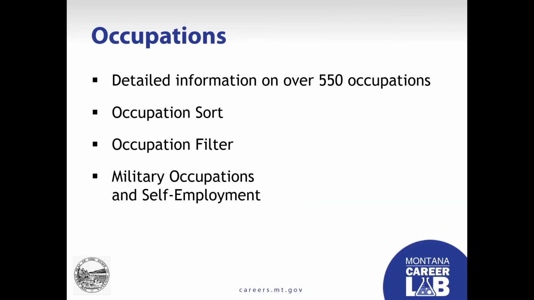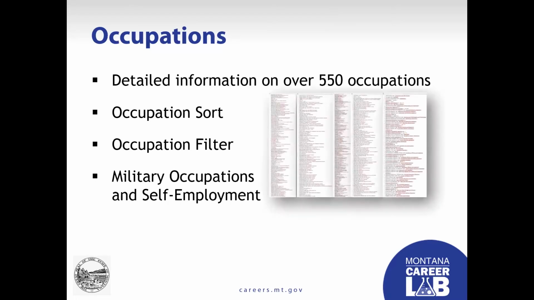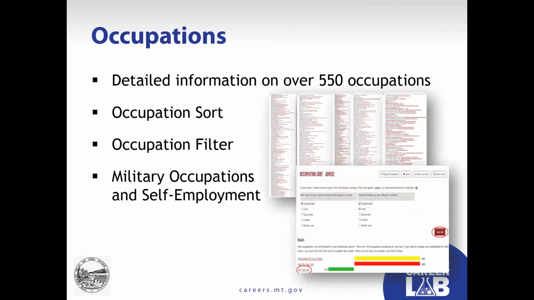All right. The occupations tab has detailed information on over 550 occupations. The occupation sort and filters allow them to go through and answer some questions, and then it narrows down the occupation based on their answers. And then there's also military occupations and information on self-employment under the occupations tab.